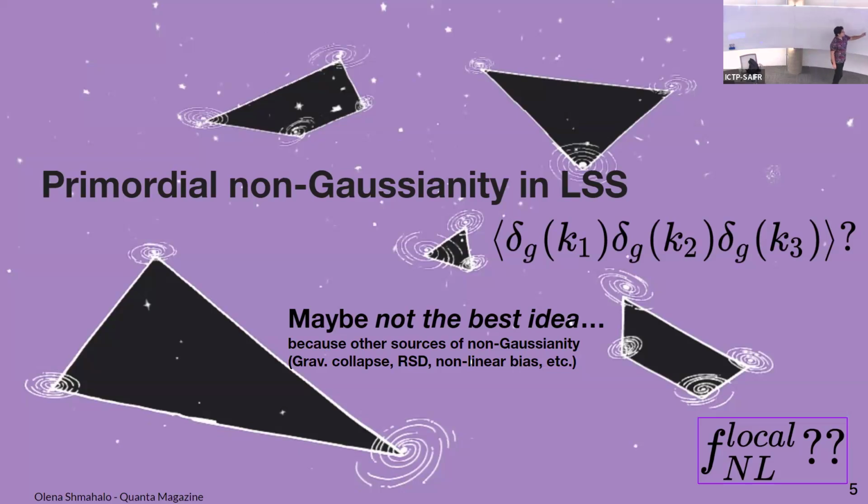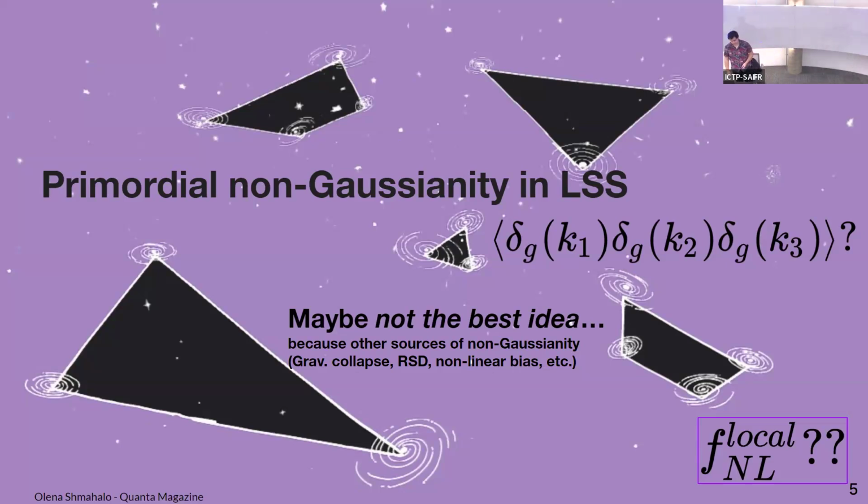So the tricky part is how to disentangle the non-Gaussianity coming from the evolution of the universe from the primordial non-Gaussianity coming from the initial conditions. This is really difficult in general because you have to do a lot of modeling of the structures and the dynamics of the structures.